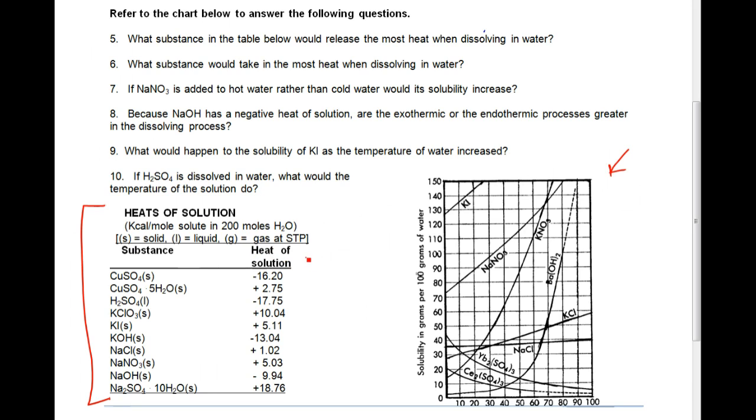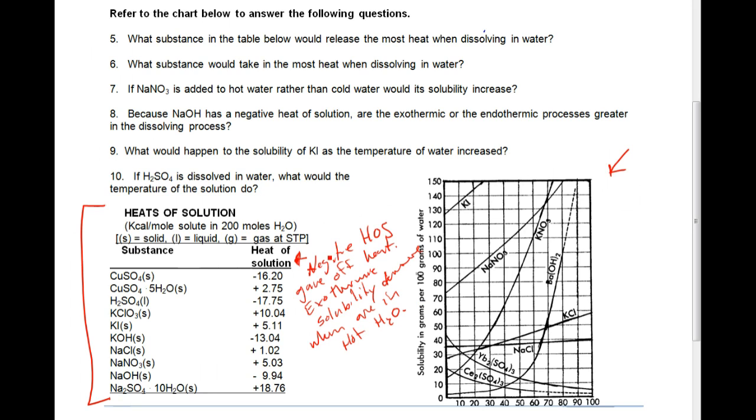Now remember, heat of solution. That was that confusing little part, and we said a negative heat of solution. Let's just write the word out. Negative heat of solution meant that it gave off heat. We called that exothermic. And we said that if we had a negative heat of solution, meaning it gave off heat, which was exothermic, the solubility decreases when these substances are in hot water.